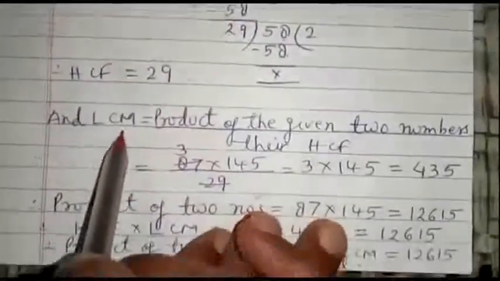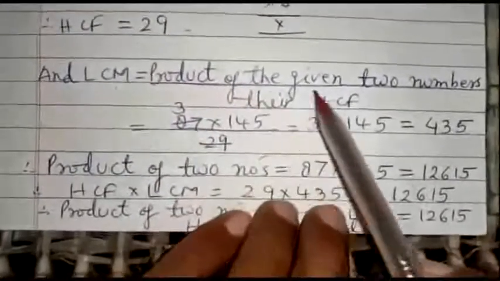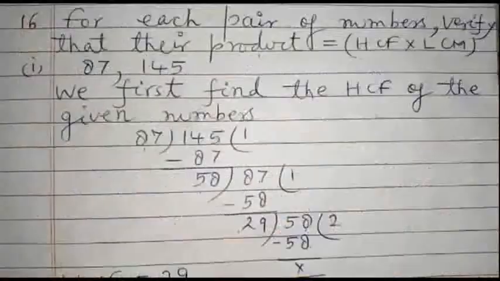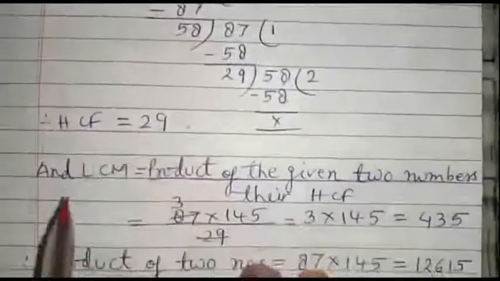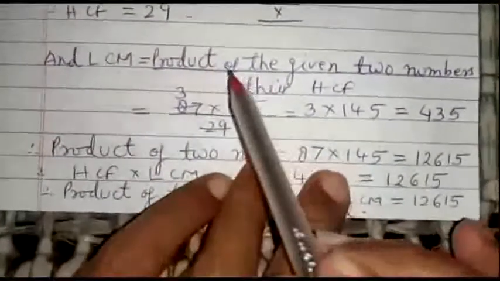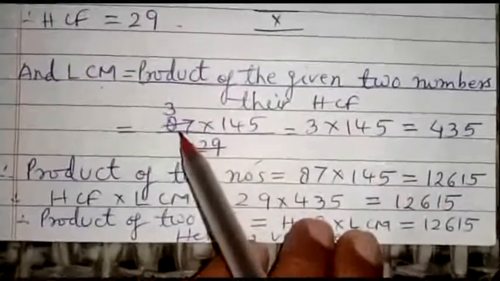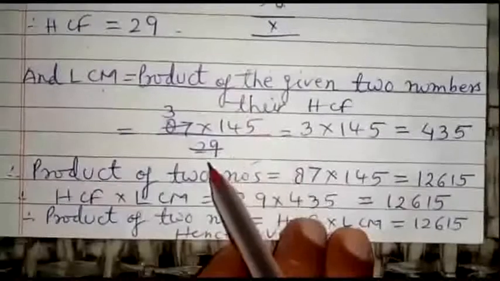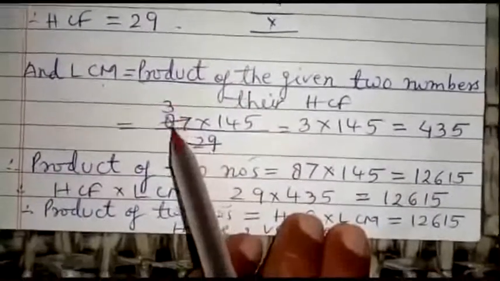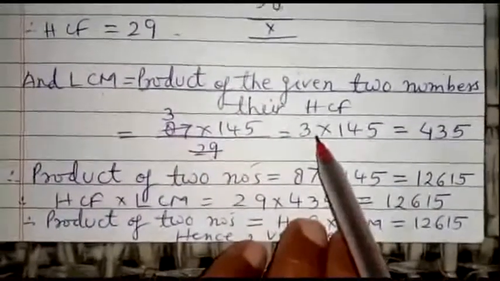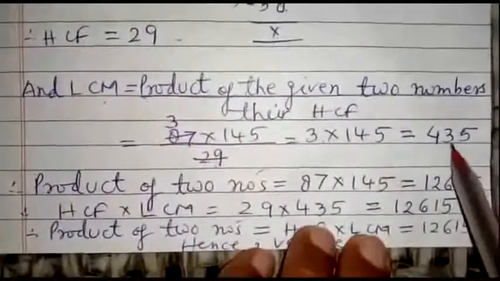Now how will we find out the LCM? By the formula, product of the given two numbers upon their HCF. 87 into 145 divided by 29. 29 threes are 87, so 3 into 145 is equal to 435.